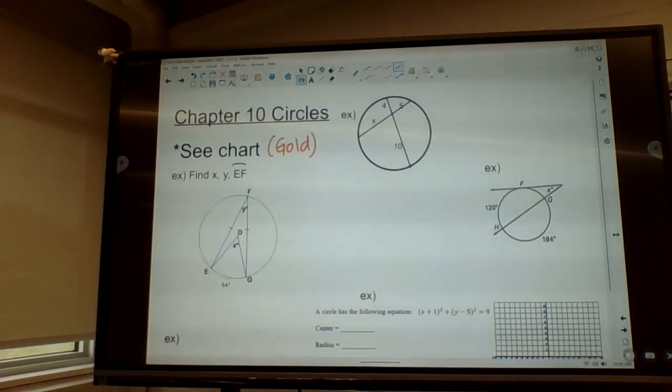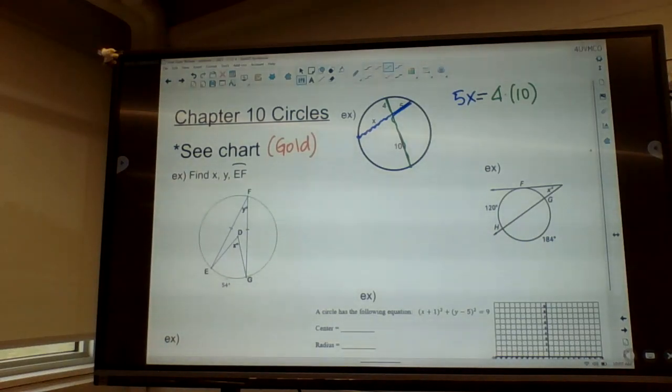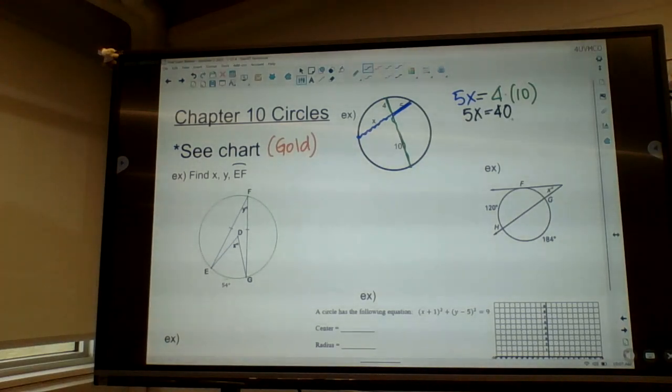So what we did with this kind is this is where two chords are intersecting inside a circle. So I take these little parts and I'm going to multiply them together. So I'm going to multiply 5 times x, and then I'm going to set that equal to the other half multiplied. So 4 times 10. So the little segments get multiplied together and then set equal. They become proportional. So then I divide and I find out that x would be 8.